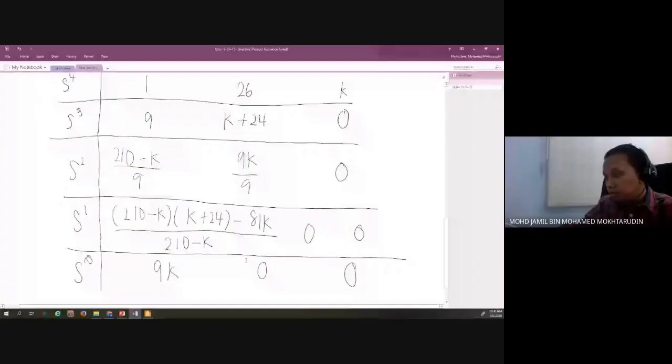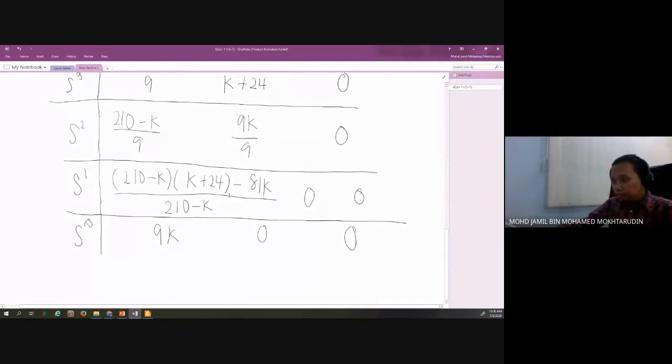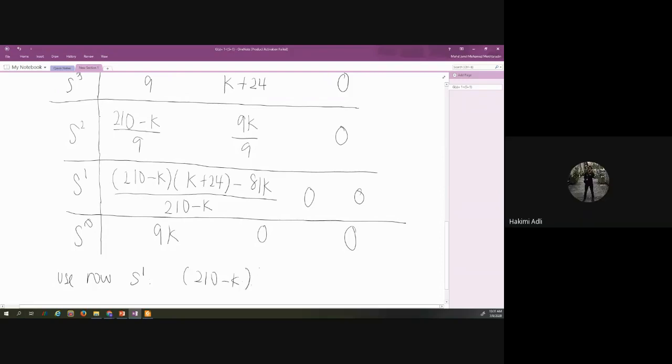At row S1. Okay. So look at row S1 and take this value, the first column, and make it equal 0. Okay. So use row S1. So you get 210 minus K.